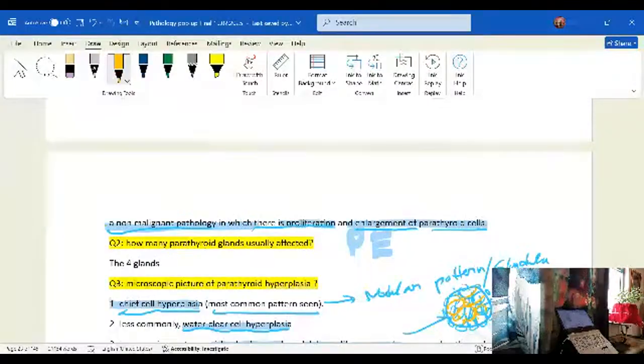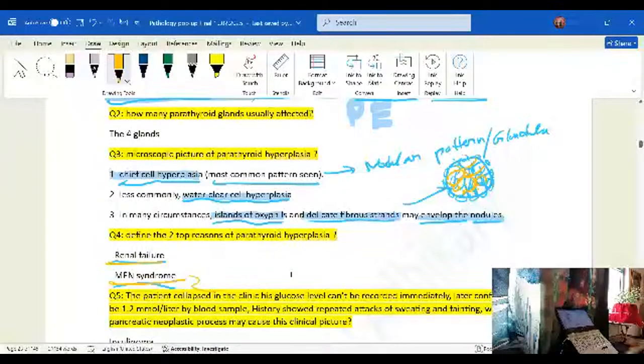How many parathyroid glands are affected? Four parathyroid glands. Microscopic picture of parathyroid hyperplasia: there will be chief cell hyperplasia, the most common pattern, and less commonly water-clear cell hyperplasia.